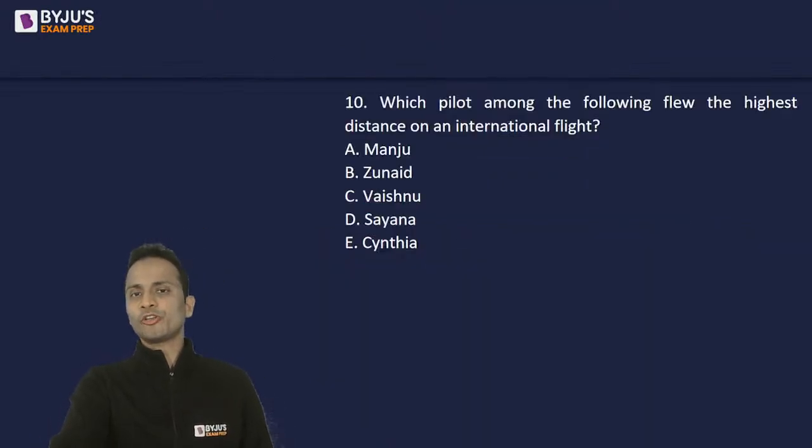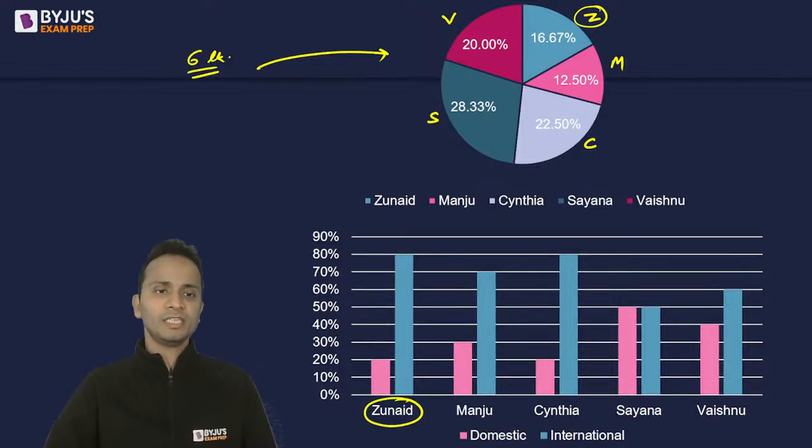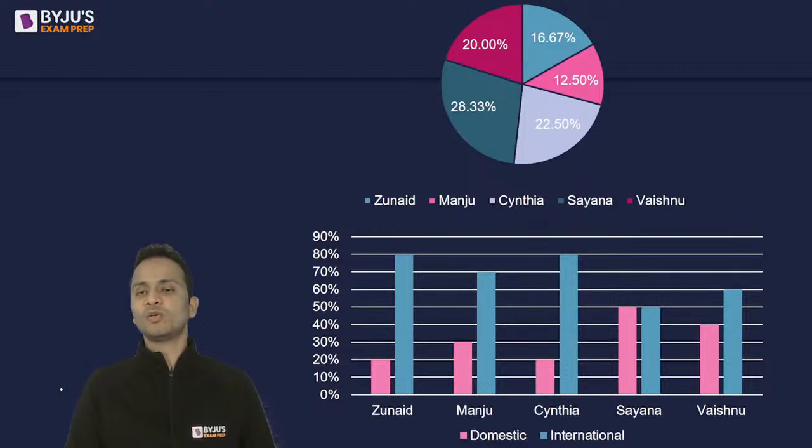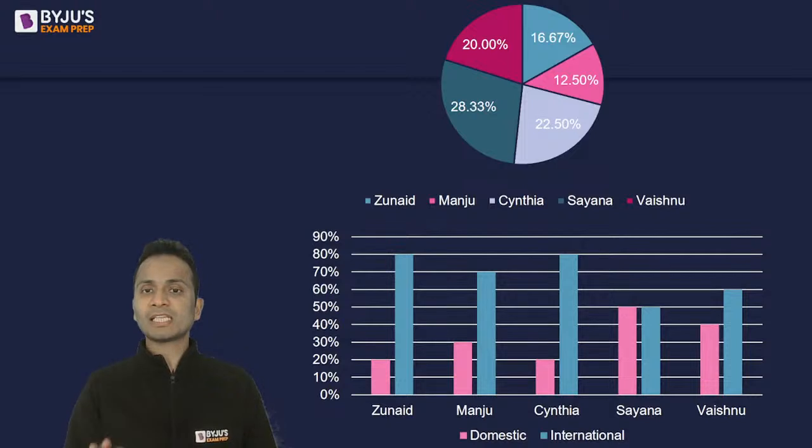So the first question on your screen now: which pilot among the following flew the highest distance on an international flight? On an international flight, which pilot among the following flew the highest distance? I'll take you to the data. You are given five pilots. Out of these pilots, which pilot has flown the maximum distance internationally?